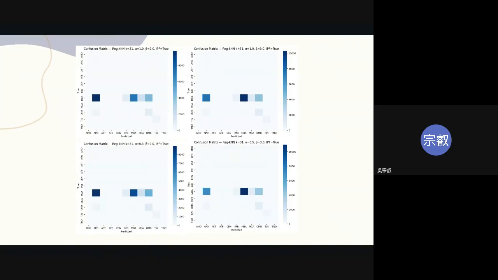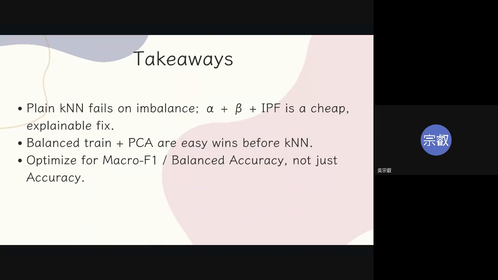And this is a picture. Okay, and next page. So the three takeaways. First, plain KNN fails under imbalance. Second, alpha plus beta plus IPF is a cheap, interpretable fix that lifts macro F1 and balanced accuracy without wrecking stability. Third, simple preprocessing, balanced training plus PCA, usually helps a bit more reliably, and for model choice, we prioritize macro F1, then balanced accuracy, then accuracy.